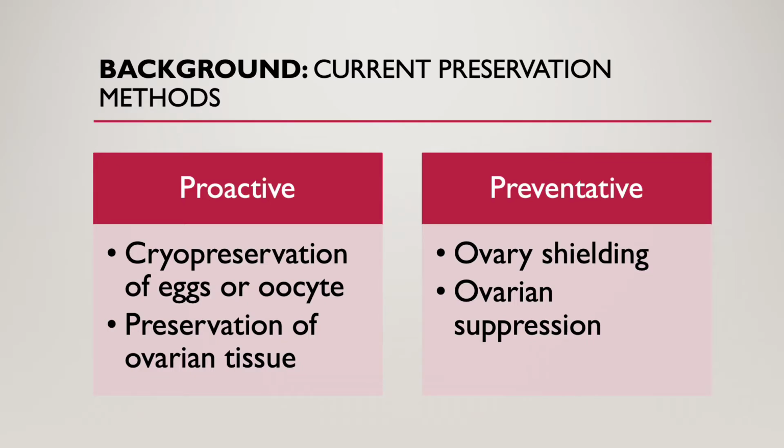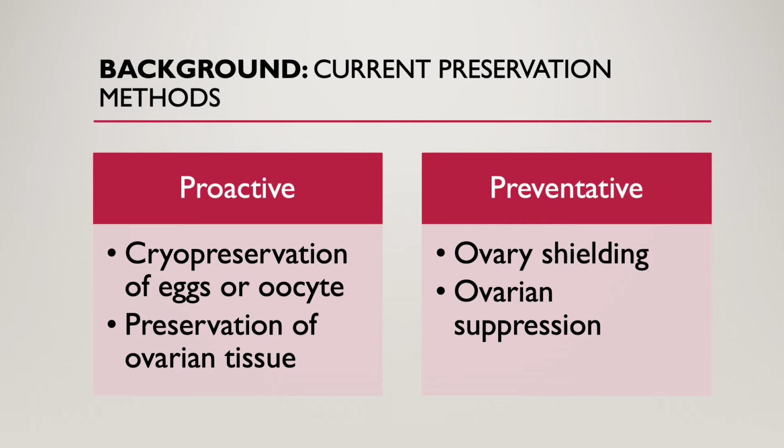Females who are diagnosed with cancer and face chemotherapy treatment are often provided with options when it comes to preserving one's fertility. The current fertility preservation methods either take proactive or preventative measures. Proactive methods of ovarian preservation aim to save a female's eggs, either fertilized or unfertilized, or ovarian tissue, with the hope for implantation after chemotherapy.